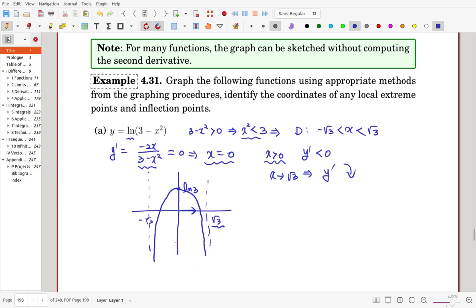Of course, you can find the intercept here. In fact, 3 minus x squared equals 1, then the y value must be 0. So that is the same as x squared equals 2, x equals plus or minus square root of 2. So this point is square root of 2, and that point is minus square root of 2. Okay?